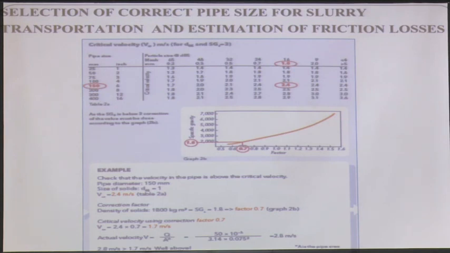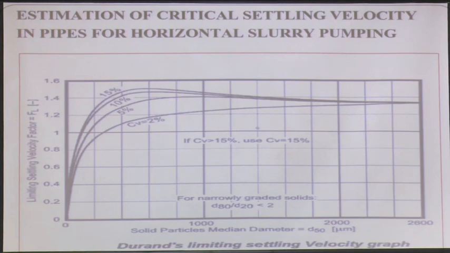Because for calculation of the friction losses, pipe diameter is very important. Without the pipe diameter you can't do anything. You have to know the flow rate and the pipe diameter, both are equally important. The earlier process is what we call a thumb rule process, but this is a more elaborate process of estimation of the settling velocity in the pipe. This is called Durand's limiting settling velocity. Durand was a professor at the Colorado School of Mines.